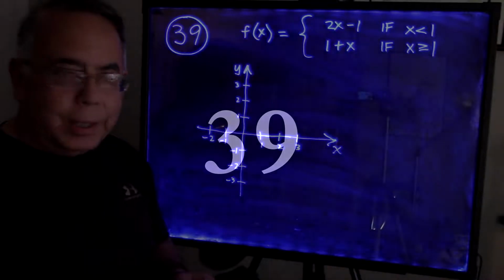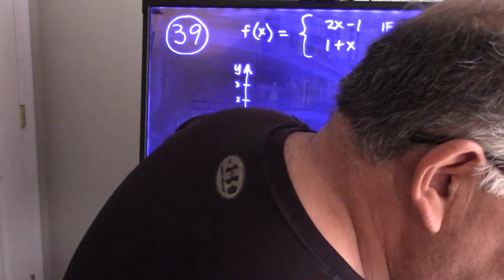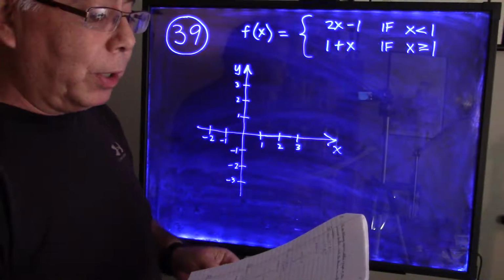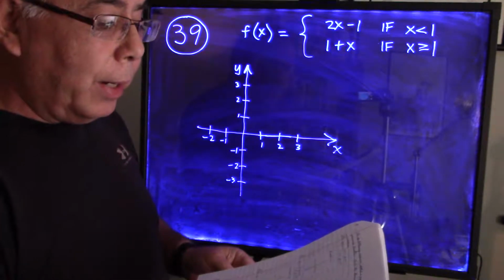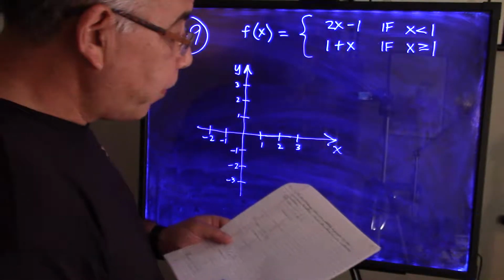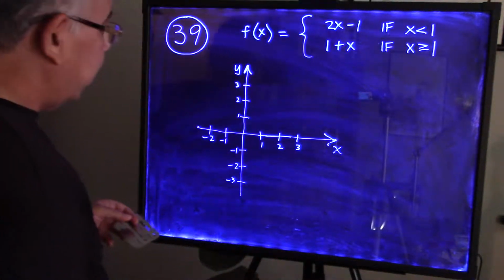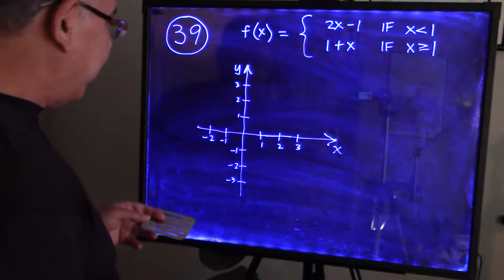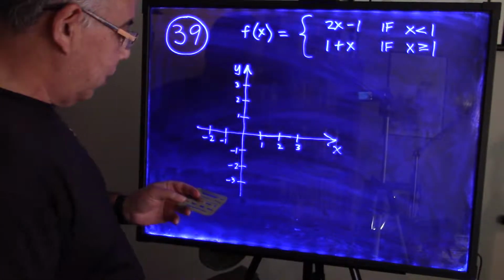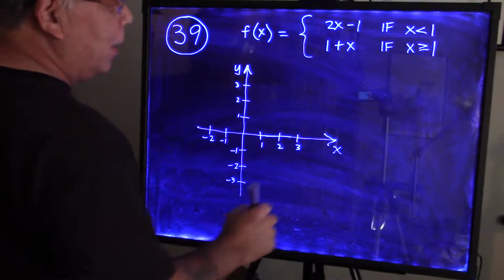Okay, number 39. We have a piecewise function. The directions say, for the following exercises, sketch a graph of the piecewise function. Write the domain in interval notation. Okay. So I've already drawn a set of axes on here. Now if you're not used to drawing these, you might want to try something like this. This may help you to draw this.